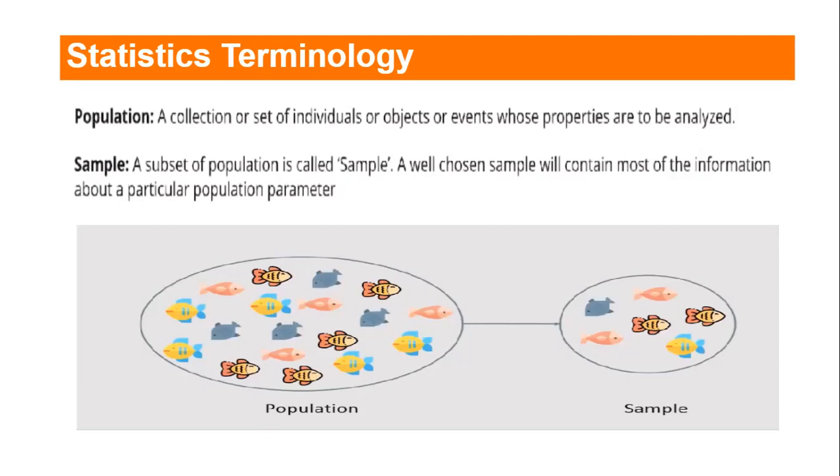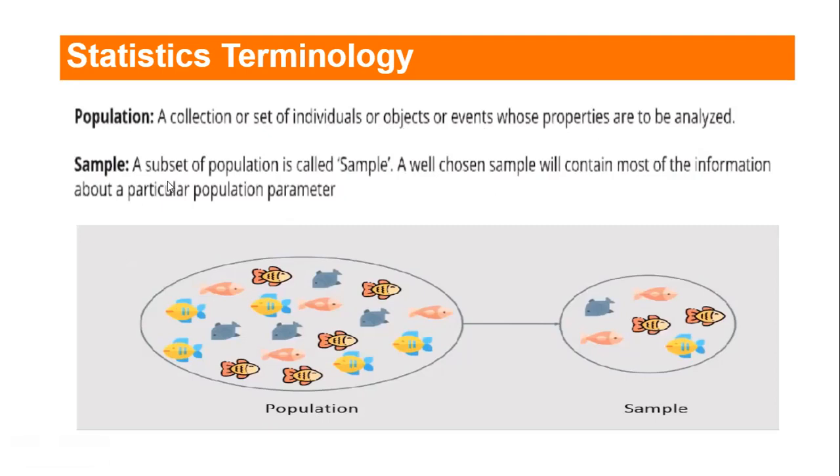So basically, population is the whole population. A collection or set of individuals or objects or events whose properties are to be analyzed. Like we want to do some kind of research of an area, of a colony, of a city. Like this. So you can see this is my whole population.